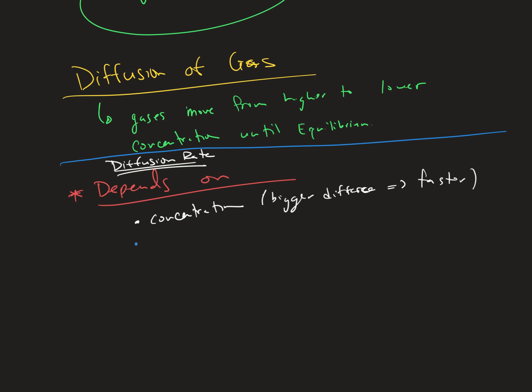So it also depends on temperature. So if we have a high temperature, faster diffusion rate. Does that make sense to everybody? Things are moving faster if it's hotter, right?